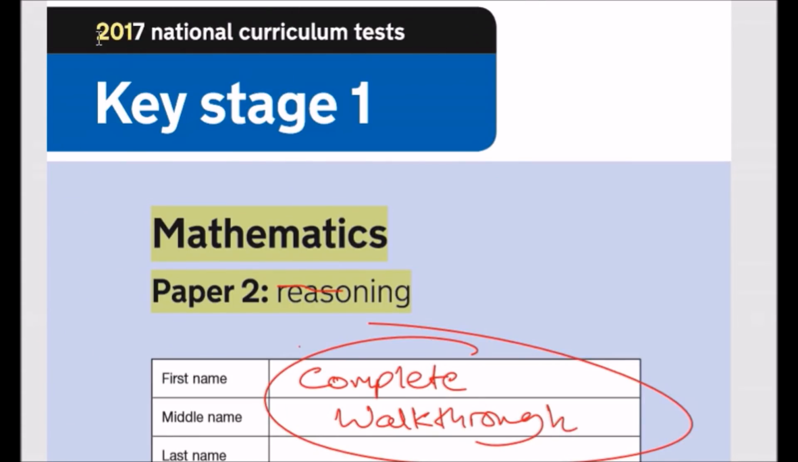So here we're going to focus on the 2017 National Curriculum Test, and in particular this is going to be the Key Stage 1 Maths Paper 2, specifically the reasoning. So for all you guys doing this test for the first time or doing this to study in preparation for your SATs, I would like you to pause the video at every single question and attempt it first. Otherwise, if you're doing it to learn for the first time, I will just let it play and take notes and complete every question as I do them.